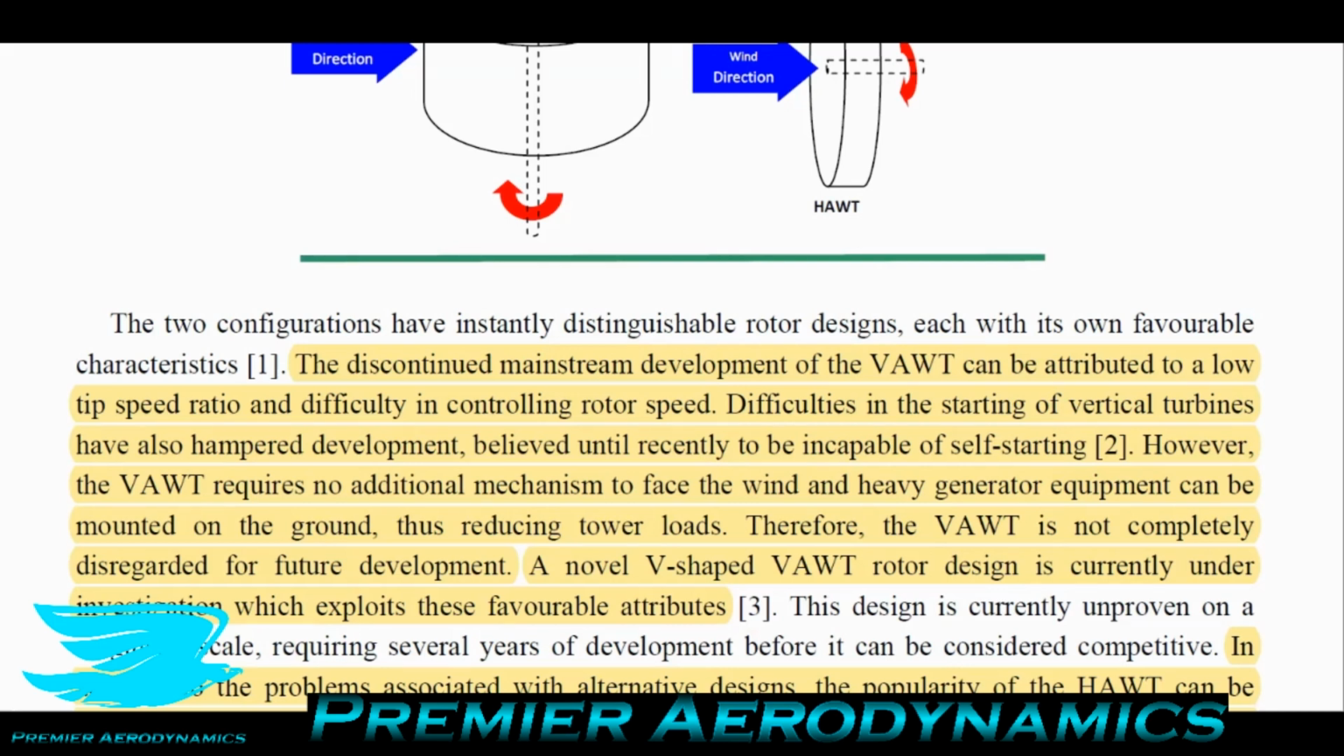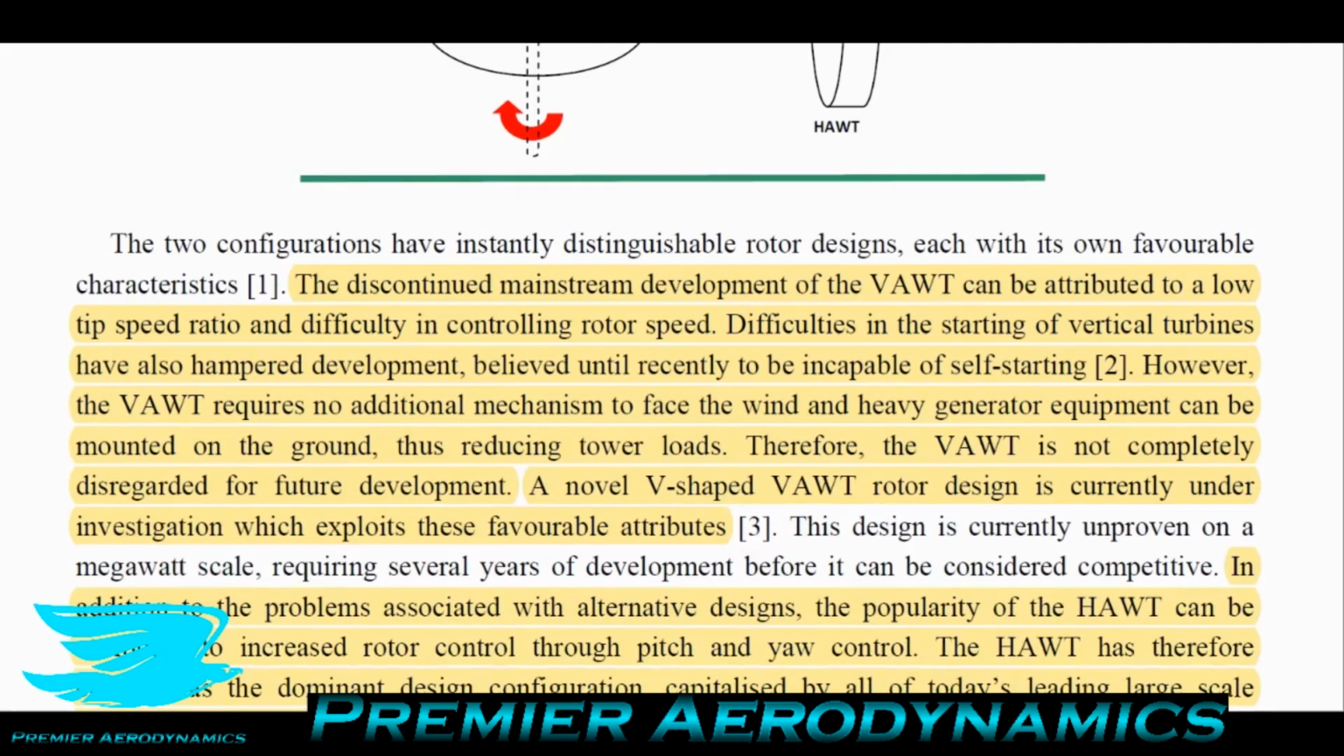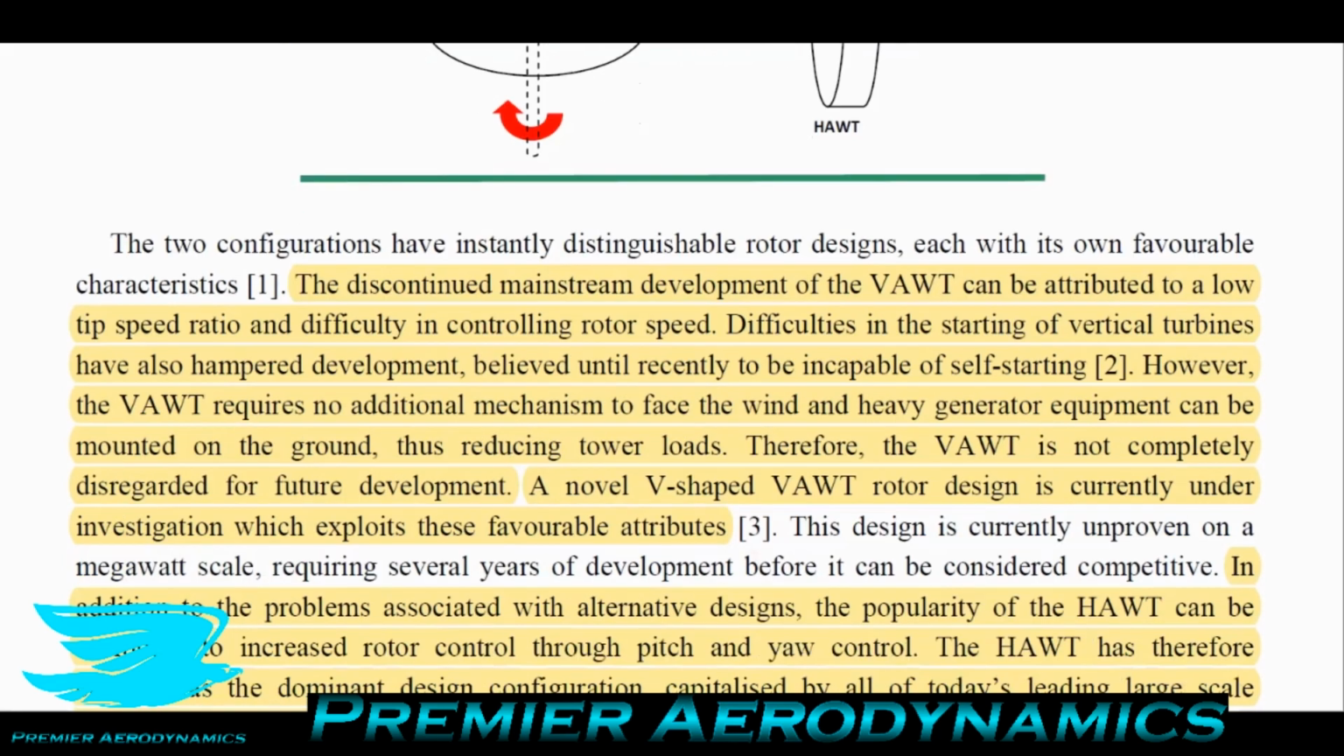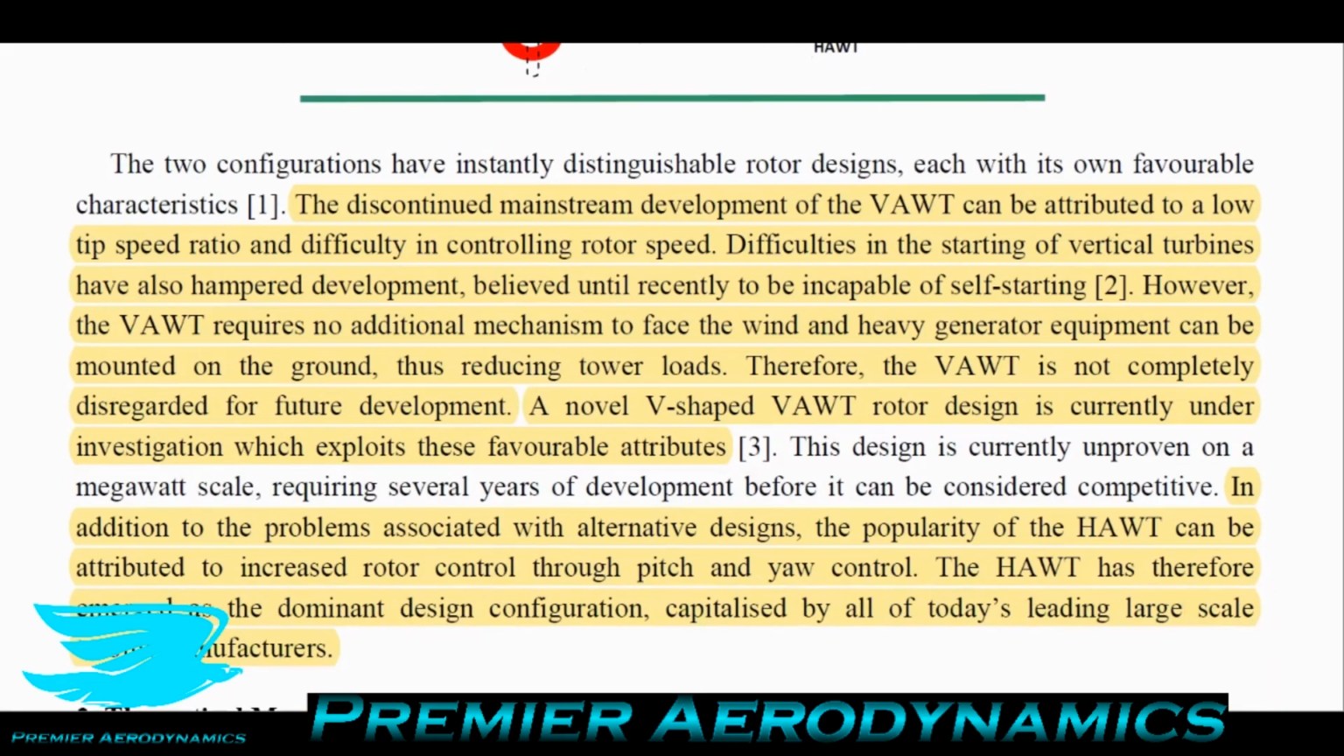They say that the VAWTs are not completely disregarded for future development. A novel V-shaped VAWT rotor design is currently under investigation, which exploits the favorable conditions of these VAWTs, which are reduced wear on the gearing mechanisms and making it easier overall just to build. If there is a reduced load on the gearing mechanism, it indicates that it would probably also be cheaper to make, because you don't need as much material to make a gearbox or other features that you need to incorporate. So that's one benefit there.